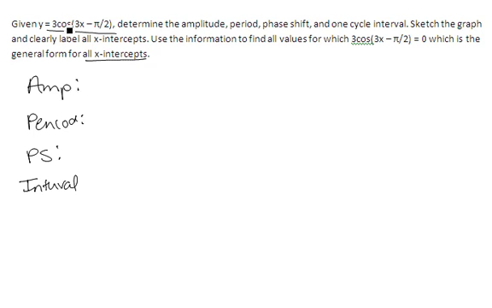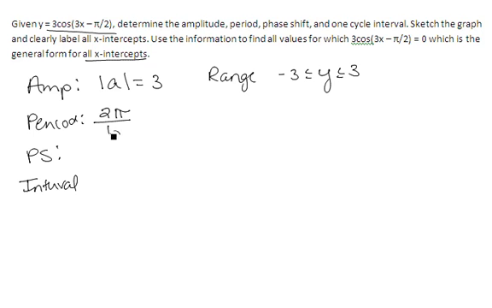Then we are asked to find the general form for all the x-intercepts. We would first recognize that our amplitude is the absolute value of a, which is given to us by 3. Therefore, we know that our range is taking on the values between -3 and +3. Our period for cosine, the original cosine function, is 2 pi. Therefore, the period for this function would be 2 pi over b, or 2 pi over 3. Therefore, in 2 pi over 3 units, we would make 1 full cycle.